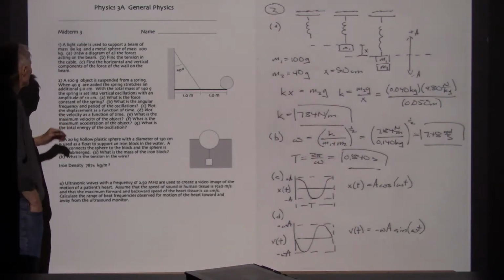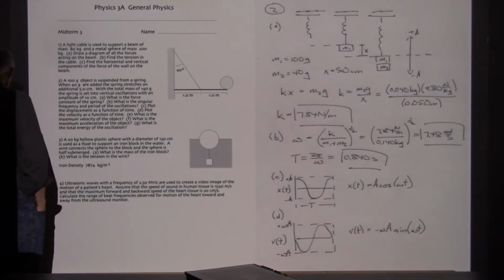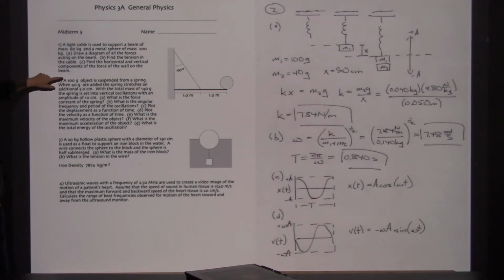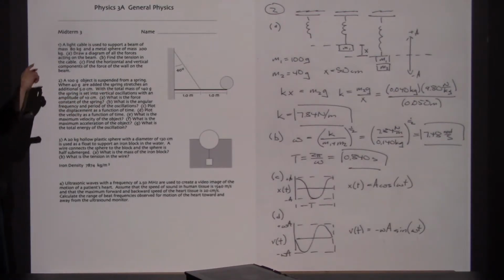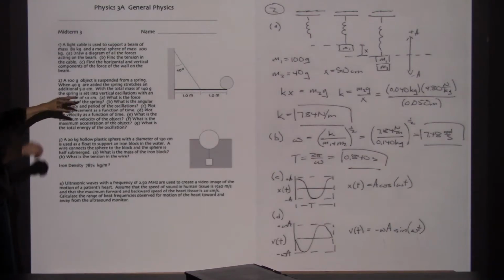First of all, the setup is a little tricky. So it says we have a 100 gram object suspended from a spring. And then we add 40 grams on. Now it's when we add the 40 grams that the spring stretches an additional 5 centimeters, and then the combined 140 grams is set into vertical oscillations with an amplitude of 10 centimeters.